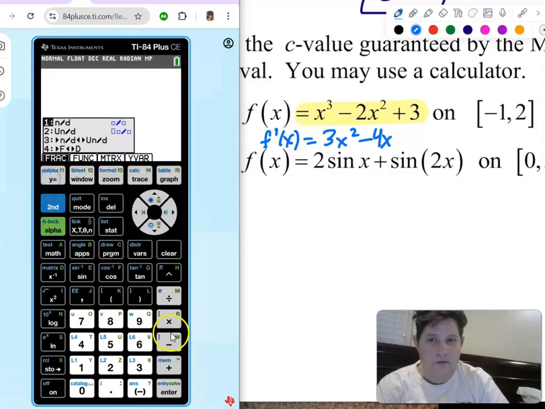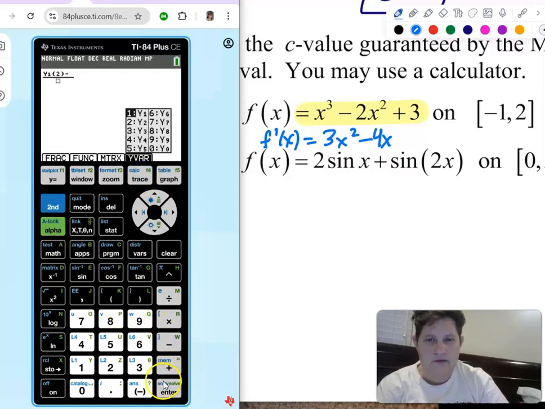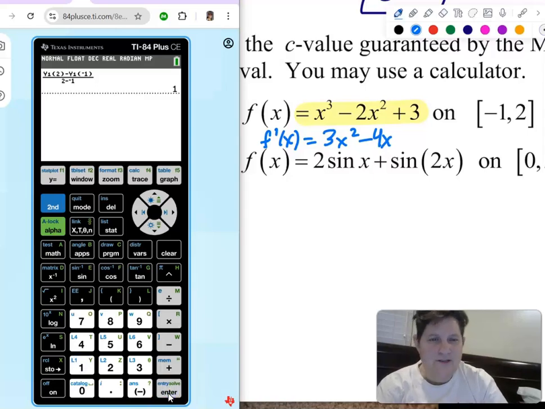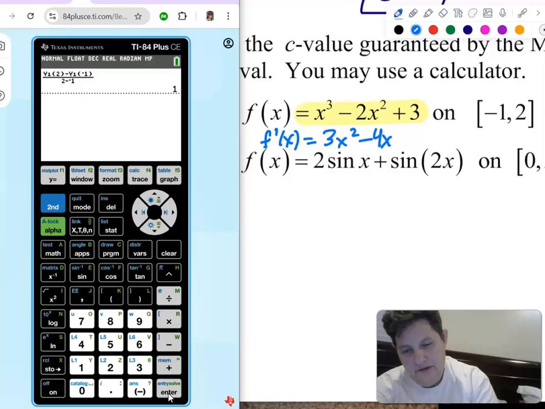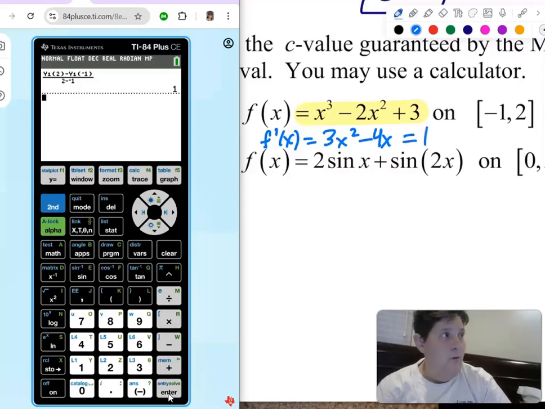Alpha y equals fraction. And then you want to go to alpha trace y1 of 2. It's kind of like saying f of 2 minus, and then go alpha trace y1 of -1 over 2 minus -1. Okay? And so it's just like a really fast way to get both. All right. Why else did it tell us that we could do this on a calculator?